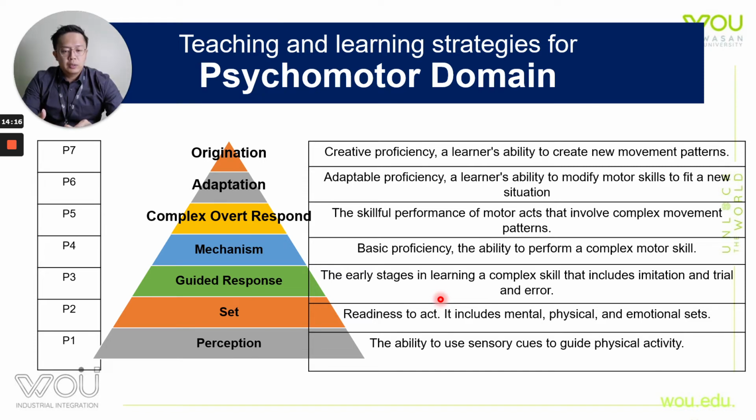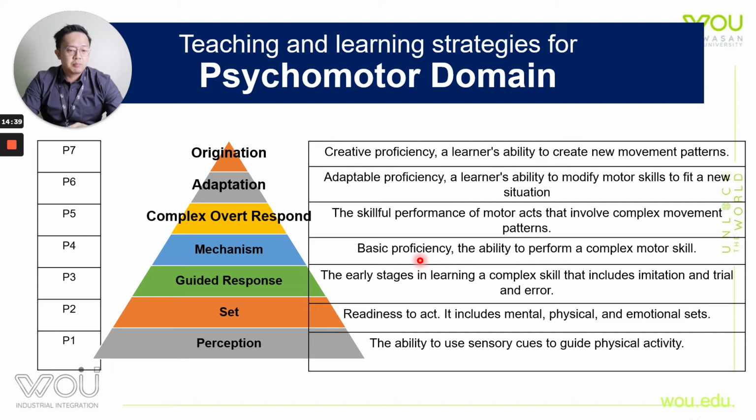Guided response, like for example, you may guide the students to perform a certain particular behavior or skills like cooking or using a specific software. Mechanism means that they have the basic proficiency already. They're able to perform a complex motor skill. So without the guidance from the lecturers, the students are basically able to use the software at the basic proficiency level.